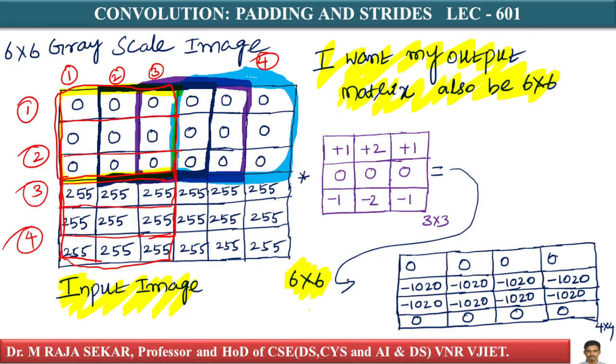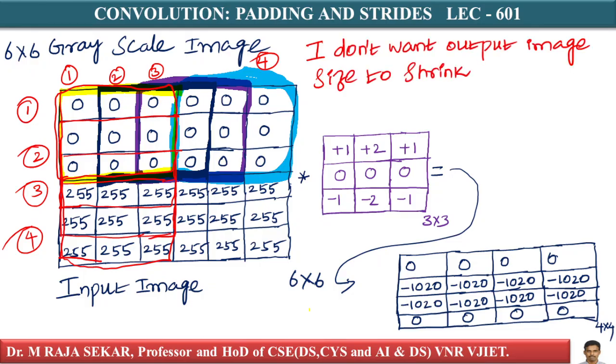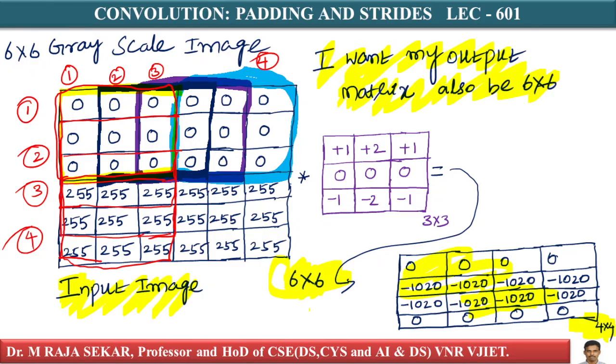Why? Because your input image size is 6 by 6, and your output image, just see here, you are getting 4 by 4, isn't it? Here the input is 6 by 6, and here the output image is shrinking. By doing some magic, if I want my output image to be the same size as the input image, what does it mean? In this particular example, your input image size is 6 by 6 but the output image is 4 by 4. I need an output image of 6 by 6.